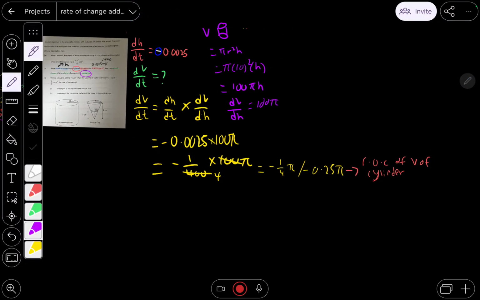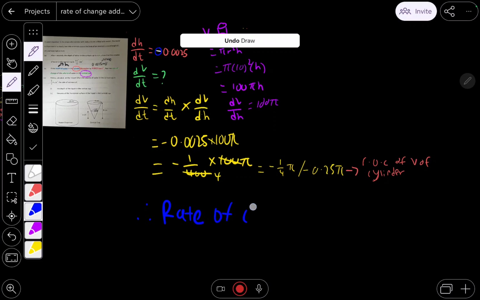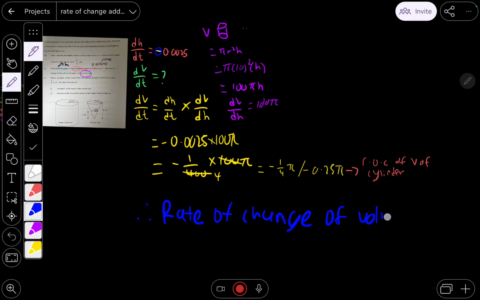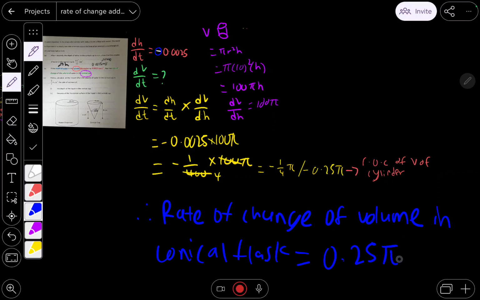So therefore, the rate of change of volume in the conical flask is 0.25 pi cm cube per second.